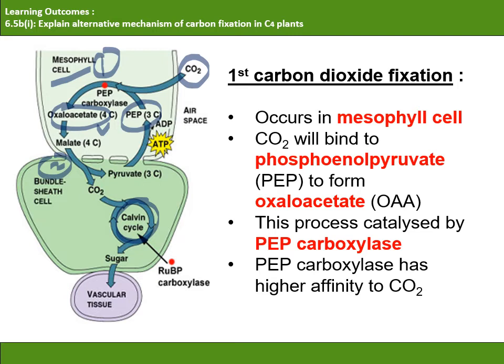After the fixation by PEP carboxylase, when PEP carboxylase catalyzes the fixation of carbon dioxide to phosphoenolpyruvate, the OAA that is produced will be reduced to malate. OAA is reduced to malate. Then this malate is transported to the bundle sheath cell.